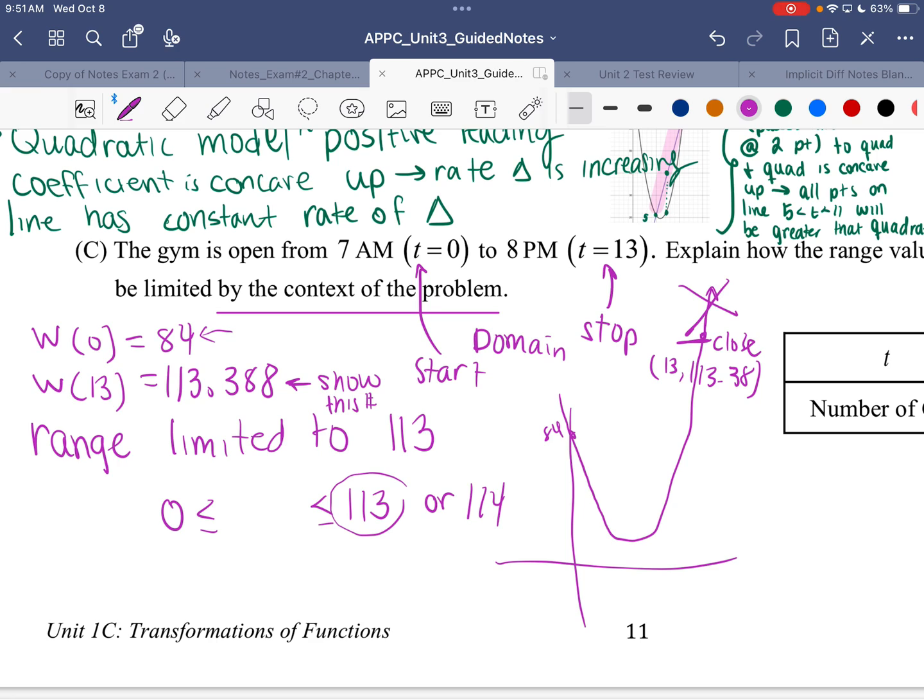Because a lot of you take responsibility and are like, well, we can't have 0.38 of a person, and you just round it off. You need to show at some point that you used Desmos or your calculator and got 113.38, and then say the range is limited to about 113 or 114 people. They'll accept either one. What if you just say 113.388? Would that not work because you can't have 0.3 people? They'll probably take it.